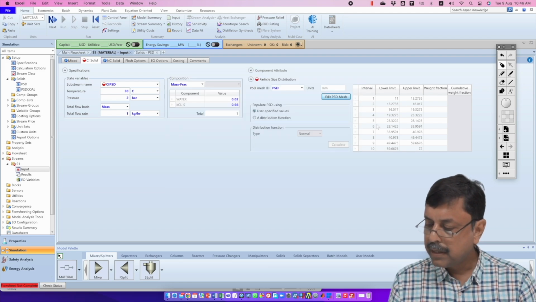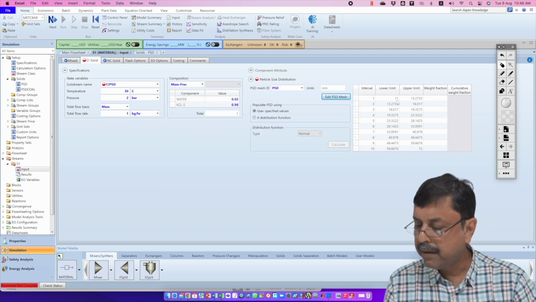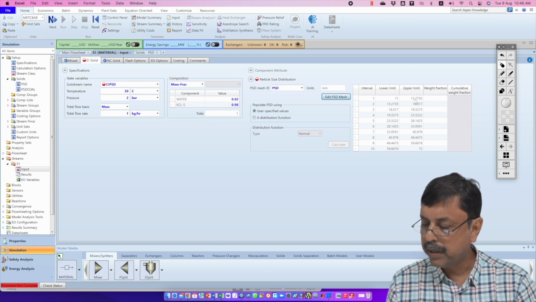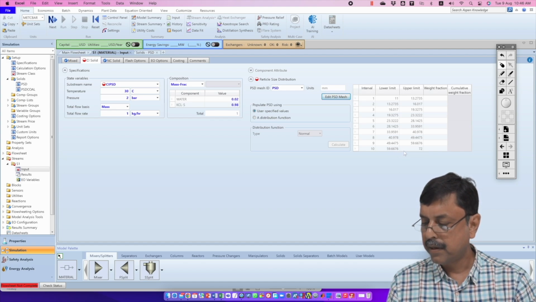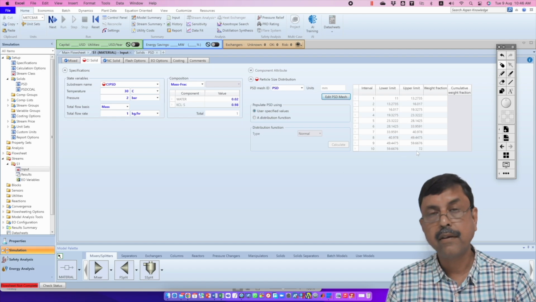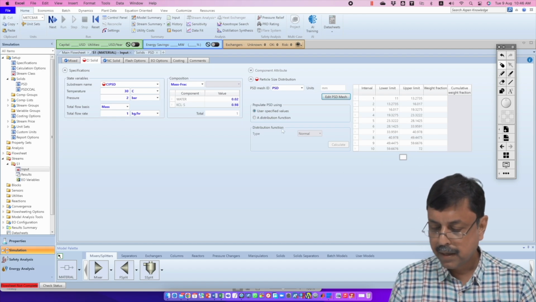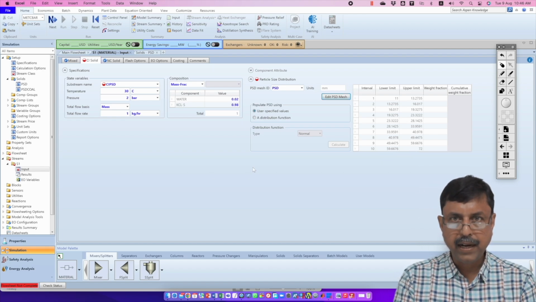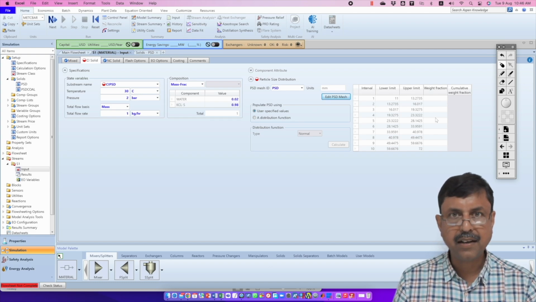So now the mesh size has been created. So 11 to 13.275, 13.27352 to 16.017, 16.017 to 19.3275, etc., up to 59.7676, 59.7676 to 72. Okay. Now I have to feed in this weight fraction data.